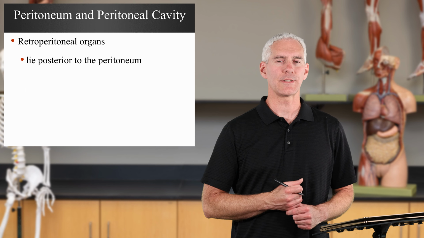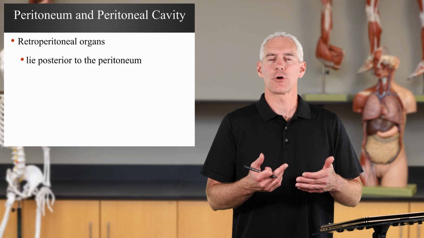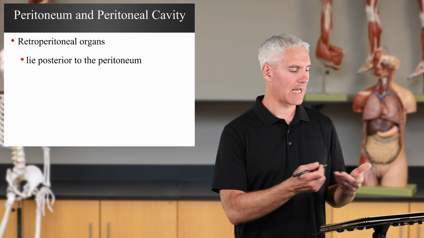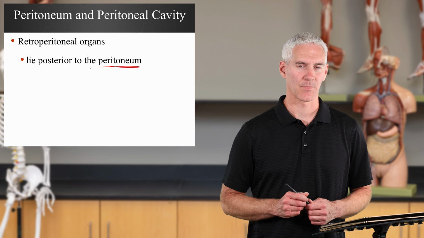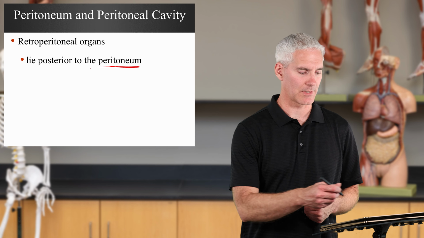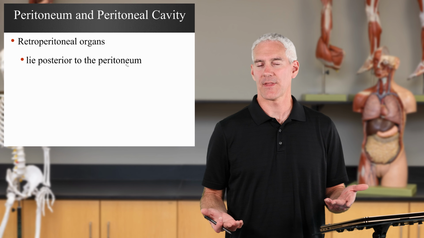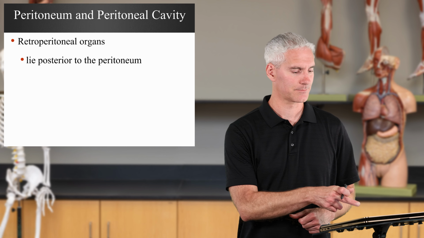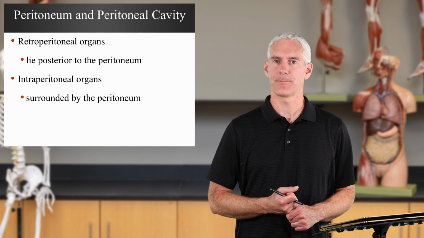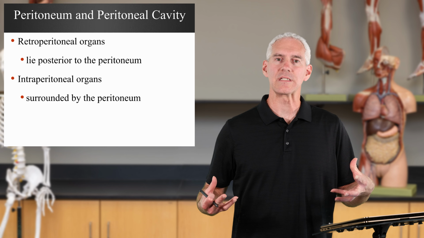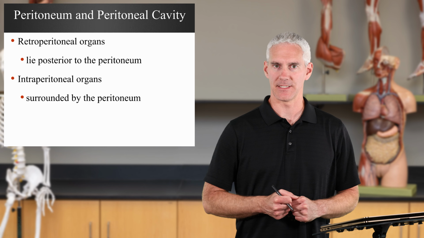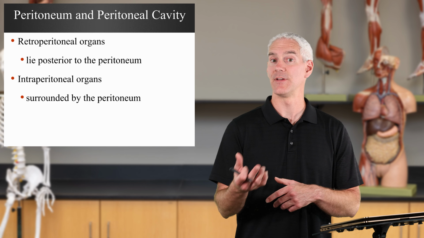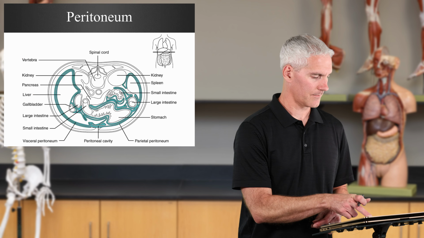Now there are some retroperitoneal organs. Retroperitoneal organs are the ones that are behind this whole peritoneal cavity. So they're not part of the peritoneum. They're lying back, or posterior, to it. Probably one of the easiest ones to think about are the kidneys, for example. They're retroperitoneal. They're behind the peritoneum. And then you have the intraperitoneal organs. These are all the ones that are inside of the peritoneum. They're surrounded by this double membrane system, the visceral and parietal peritoneum.